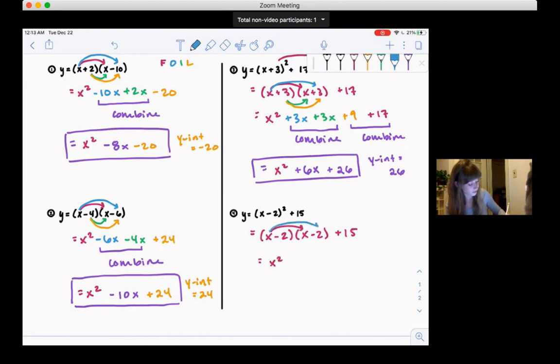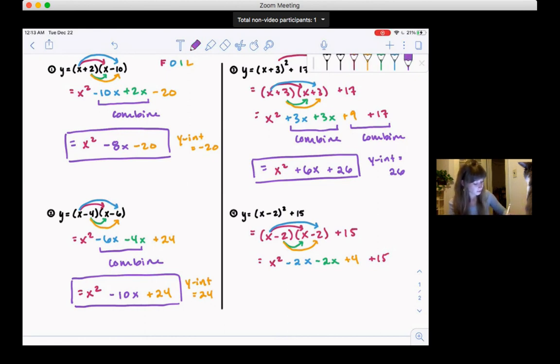Outer, x times minus 2 is minus 2x. Inner, minus 2 times x is minus 2x again. And last, minus 2 times minus 2 is positive 4. And then we still have plus 15 hanging out at the end. We can't forget about that.